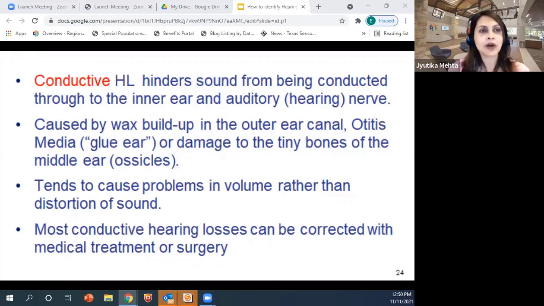And primarily, the problem is associated with volume rather than distortion of the sound. The majority of conductive hearing losses can be corrected for the most part, either by fixing those barriers, removal of the wax, or if there's any damage to the bones, we can do some ear surgery. Or in kind of treatment, antibiotics clear up that infection in the middle ear, and the sound comes in through just fine, and everything is good.